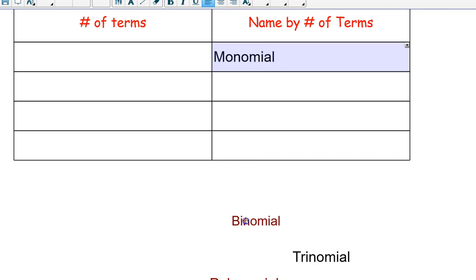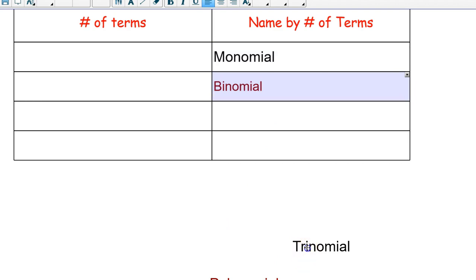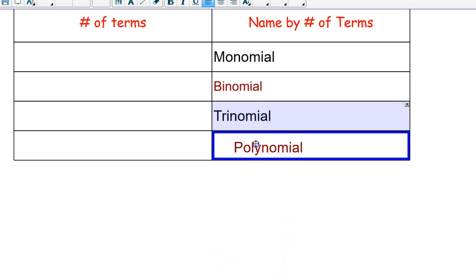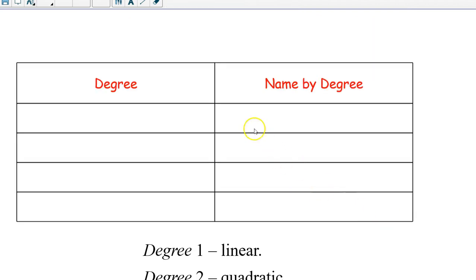If you have an example, your own example, write whatever you want to write, like 5x squared plus 4x, and name that it is a binomial. Then give one example of a trinomial and also the polynomial, last one. So please try to fill in this side by yourself. And then I have degree and name by their degrees.